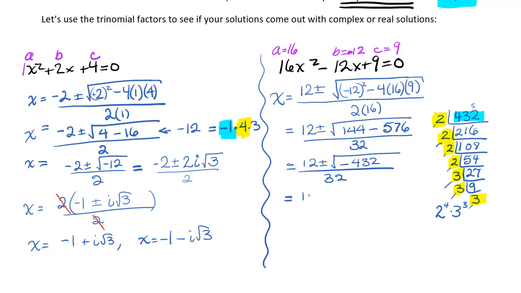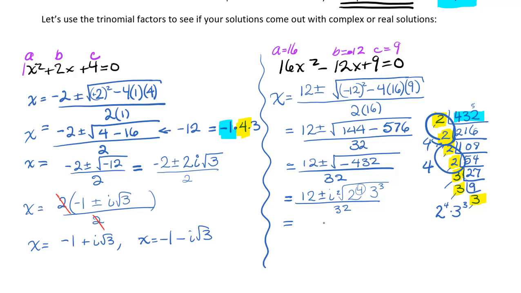So we can write this as 12 plus or minus i root 2 to the 4th, 3 to the 3rd. Now think about this as a fraction. How many times will 2 go into 4 as the exponent? Well, twice. So 2 to the 2nd is 4. You could also group these, and you could say, well, there's 4. There's another 4. 4 times 4 is 16. That's a perfect square. And so I could take 16 out as a 4 outside my square root.